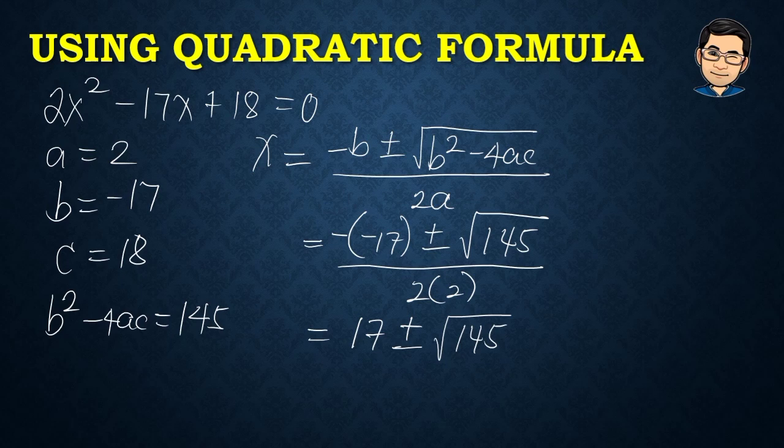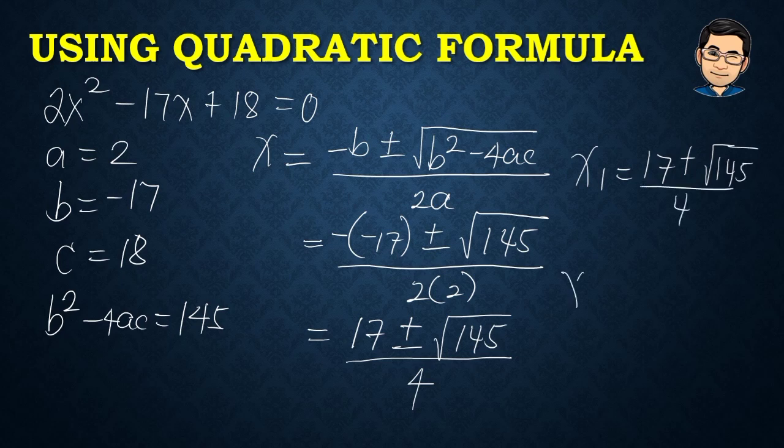But hindi rin matatanggal yung radical. Okay? So matatanggal lang ang radical kapag perfect square. And then all over 4. So the value of x sub 1 is 17 plus the square root of 145 all over 4. And then our x sub 2, 17 minus the square root of 145 all over 4.